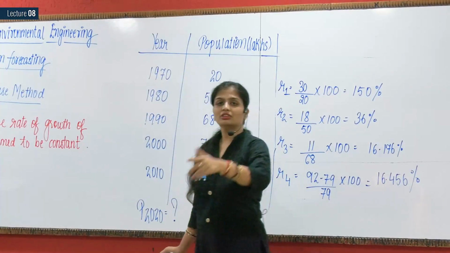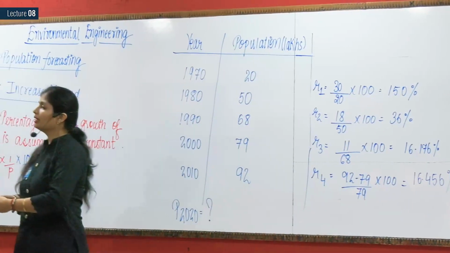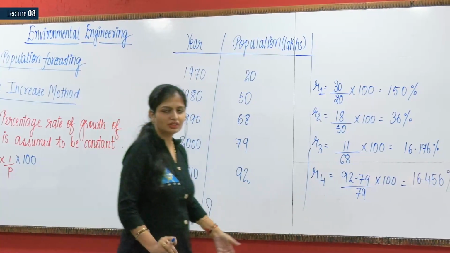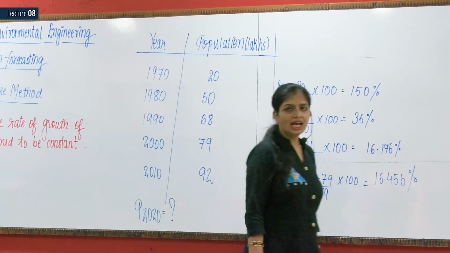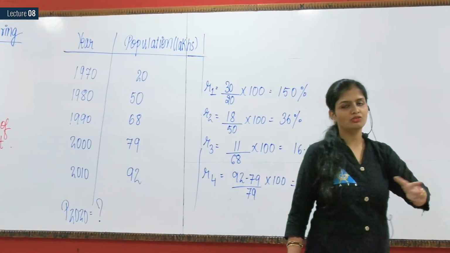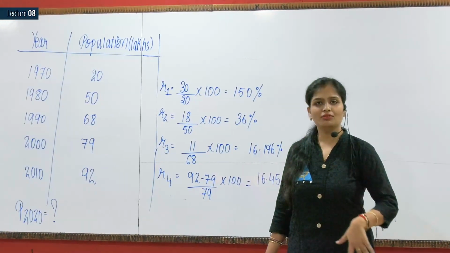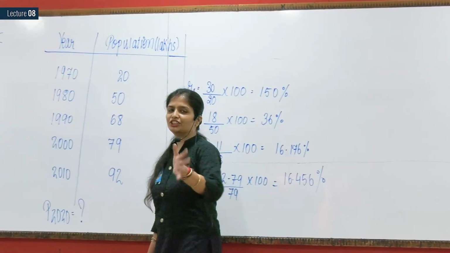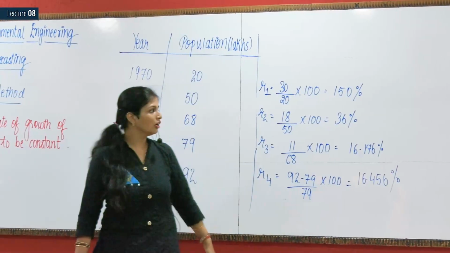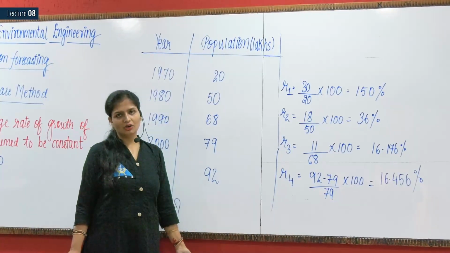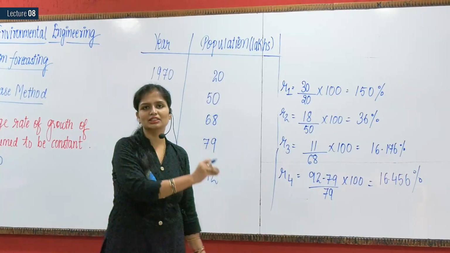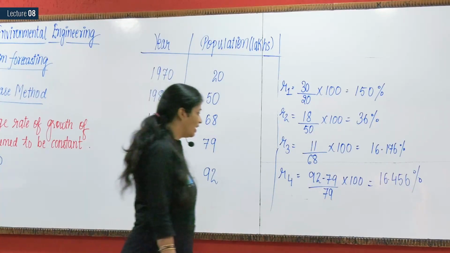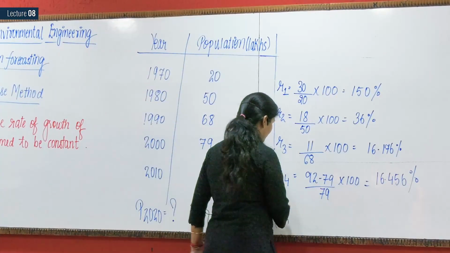Now just relate this with the arithmetic increase method. There you calculated x bar, the average increase in population: you calculated the increase in population of all 4 decades and divided by 4, the number of decades, to get the average increase in population. Here also I need to calculate R, or you can call it R bar, no issues. You can name it R or R bar.